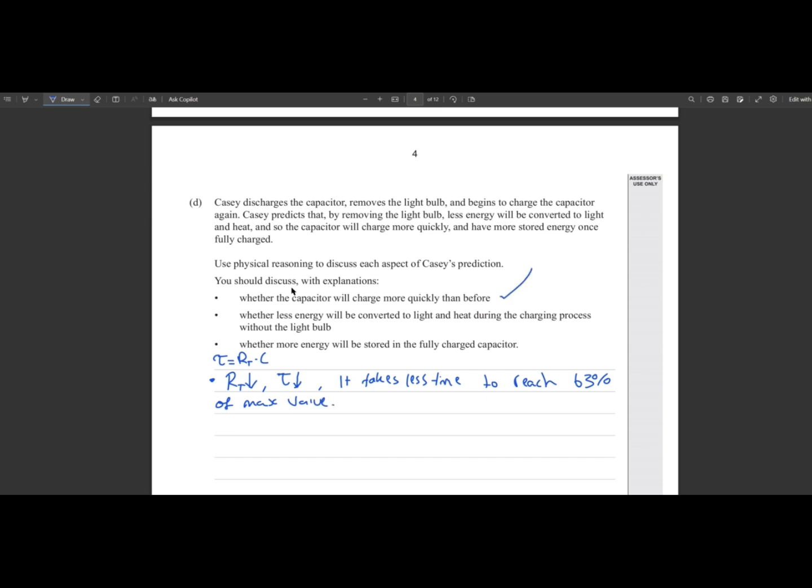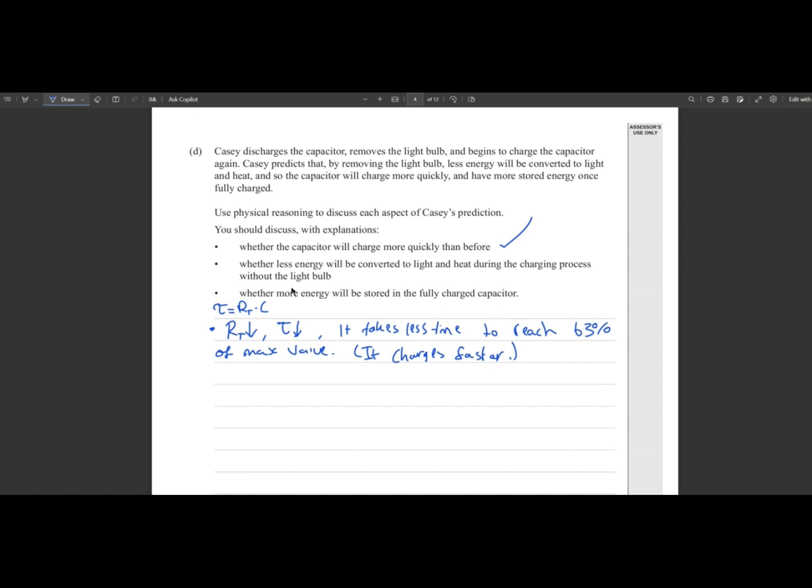Okay, so yes, it will charge faster. It charges faster, right? And with less energy, because your voltage is going to be your current times your total resistance, and basically if your total resistance decreases, then your current must increase, and we also know that P equals I squared R.